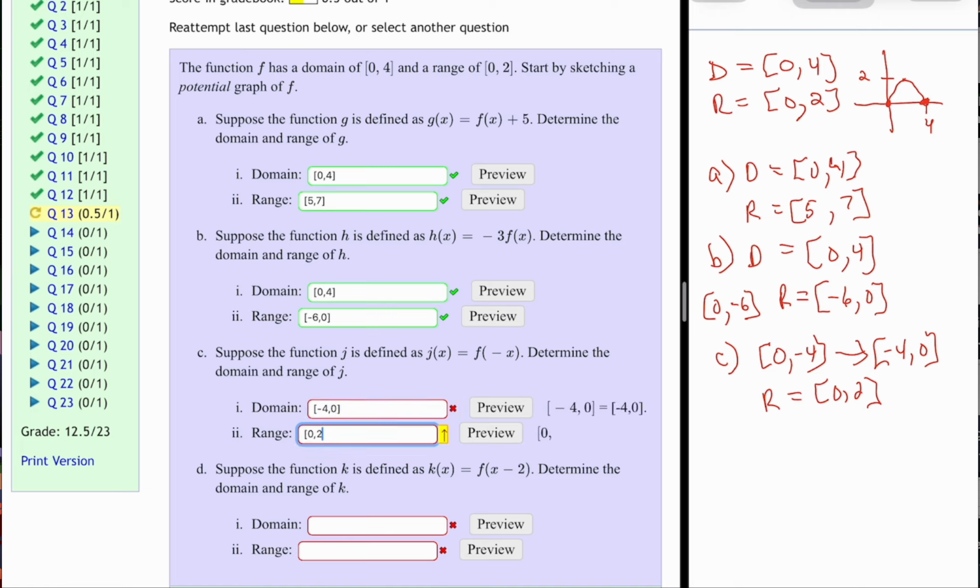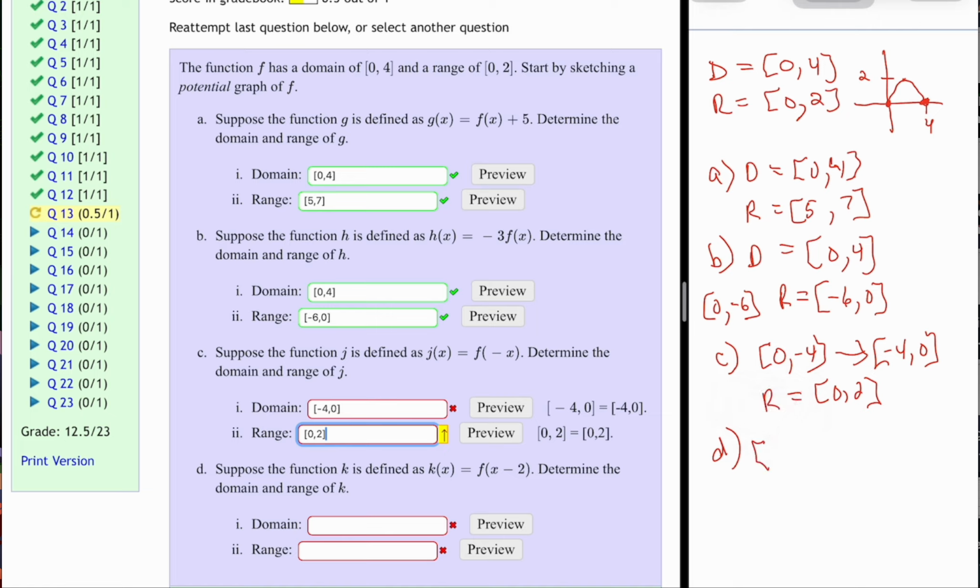0 to 2. Let's talk about D. There's something on the inside. It is going to affect our domain. It moves it, remember, to the right 2. So we have to do the opposite of what we see. We have to add 2. So where does 0 equal x minus 2? At 2. Where does 4 equal x minus 2? At 6.